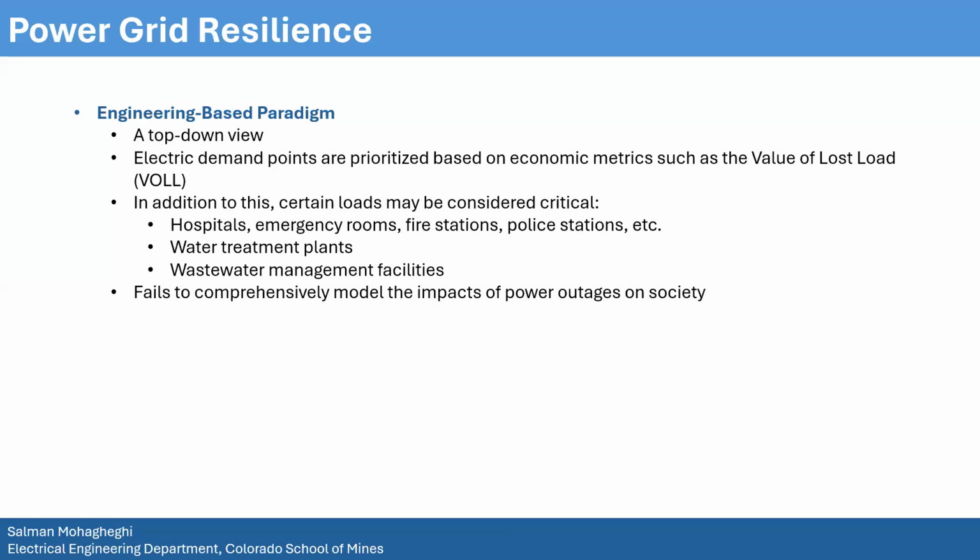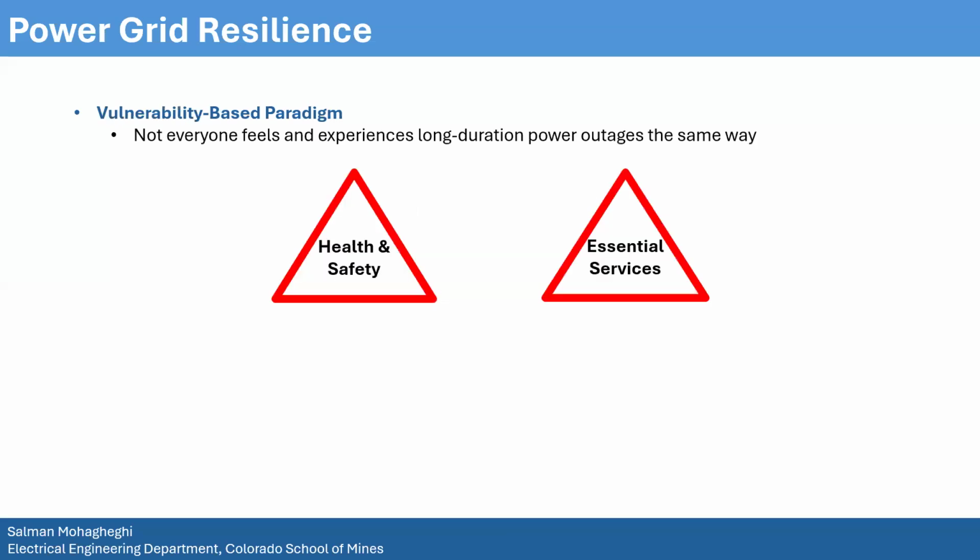And in addition, utilities often consider certain types of loads to be more critical and hence having higher priority for energization. Examples are hospitals, emergency rooms, fire stations, police stations, or municipal loads such as water treatment plants or wastewater management facilities. This view does not comprehensively model the impacts of power outages on society.